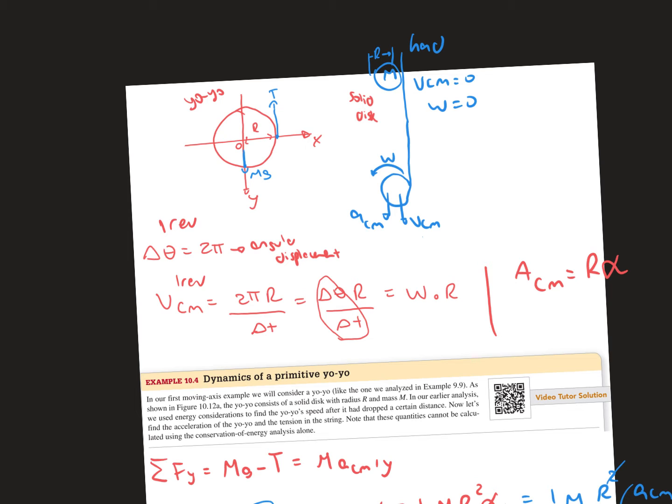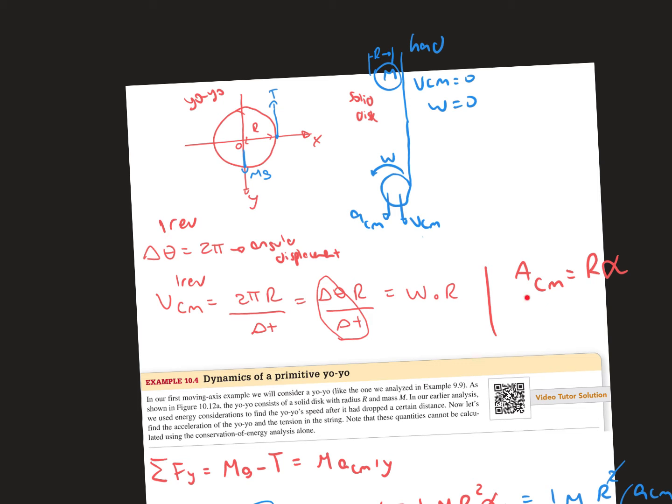A couple things to know before solving the problem: in one revolution there's 2 pi, the angular displacement, but also in one revolution the velocity of the center mass is equal to the angular displacement times the radius divided by the change in time. We can rewrite the 2 pi as delta theta. So delta theta divided by the change in time is the same thing as omega. So for the velocity of the center mass in one revolution, we have omega times r.